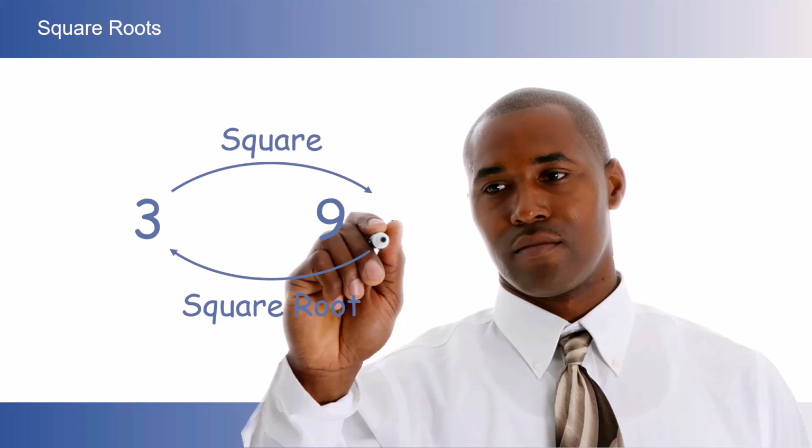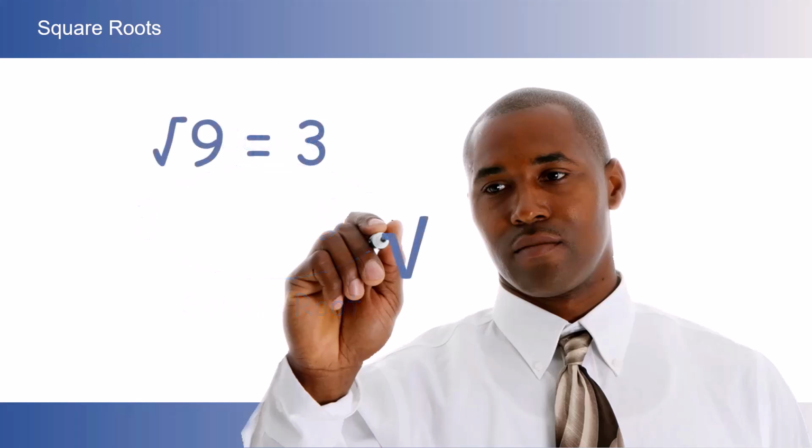A square root goes the other way. 3 squared is 9. So the square root of 9 is 3. A square root of a number is a value that can be multiplied by itself to give the original number. A square root of 9 is 3 because when 3 is multiplied by itself, we get 9. The symbol used to represent square root is called the radical.